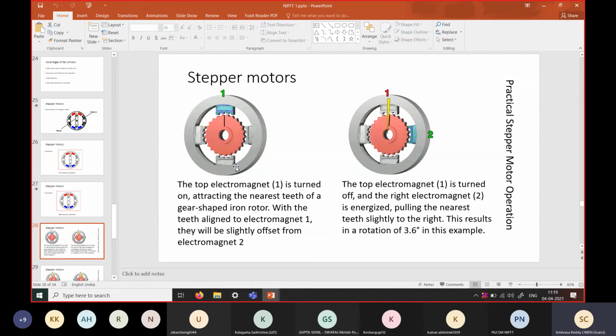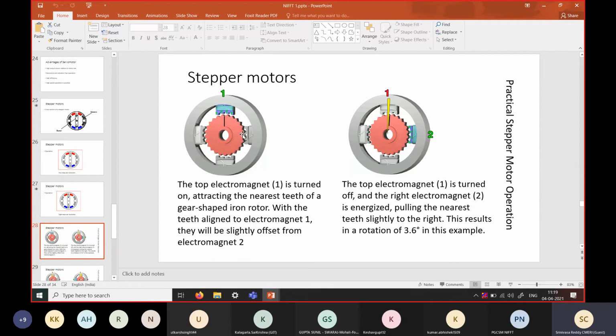Here you can see that electromagnet 1 is active. So here the teeth try to align. Here there is no difference as to which teeth will align with what. As there is no south or north pole associated with this simple magnetic material, whatever is the nearest teeth possible, in that configuration it will try to align.